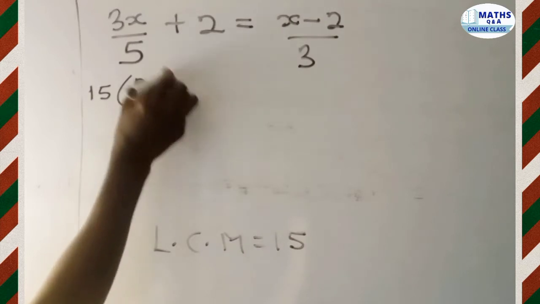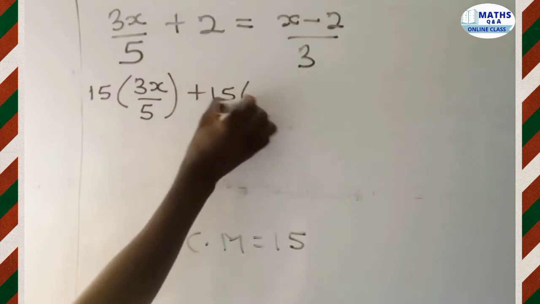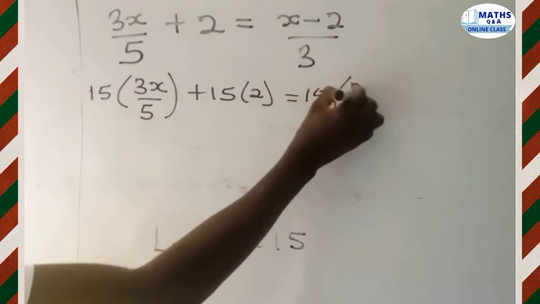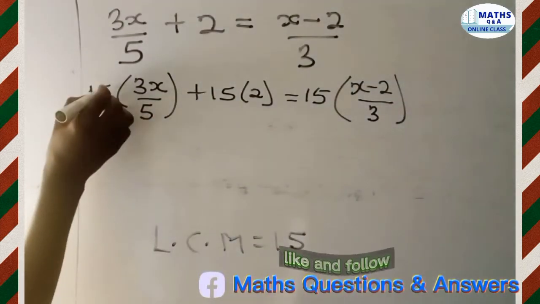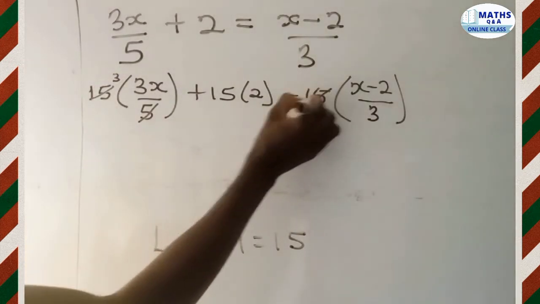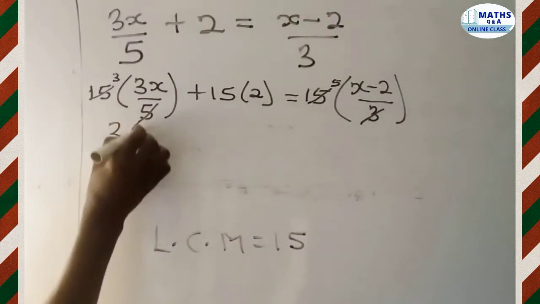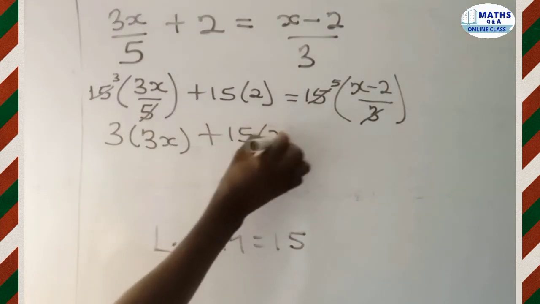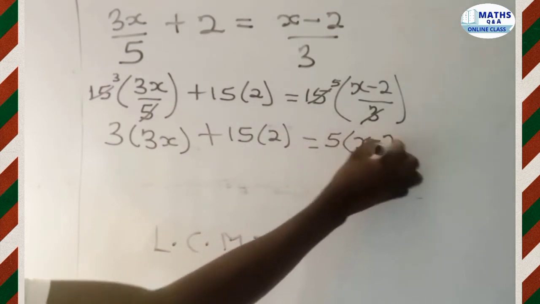So this is the first term, 15 multiply 3x divided by 5. We come here, 15, we multiply it by 2. We come here, 15, we multiply it by the whole of x minus 2 all divided by 3. Now, 15 divided by 5 will be left with what? 3. 15 divided by 3 will be left with what? 5. So we have 3 multiplying 3x plus 15 multiplying 2, which is equal to 5 multiplying x minus 2, right?